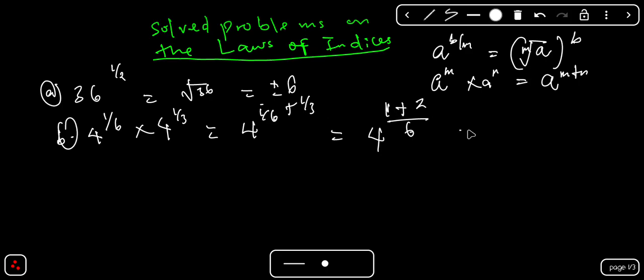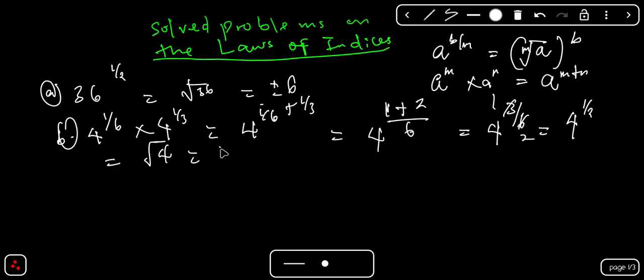So then we have 4 raised to the power of 3 over 6. This will be equal to, 3 and 3 that is 1, 3 and 6 that will be 2. So we have 4 raised to the power of 1 over 2, which also means the square root of 4. The square root of 4 will give us plus or minus 2. So very simple to solve.